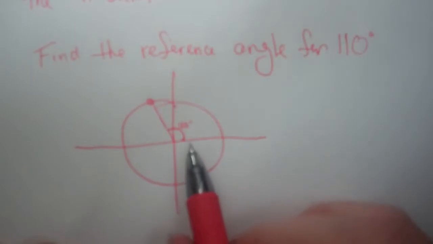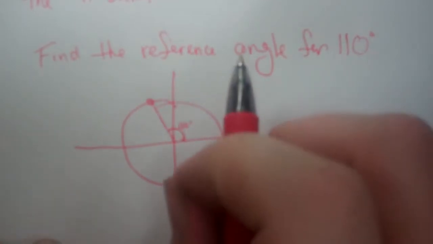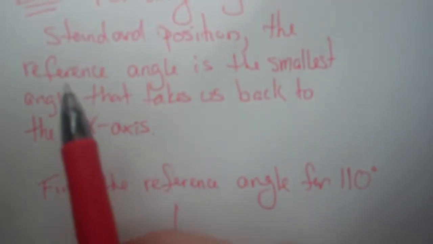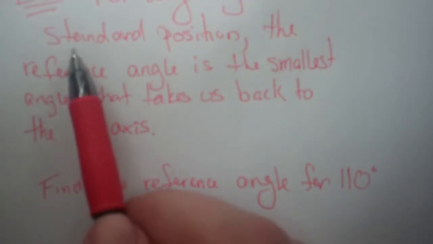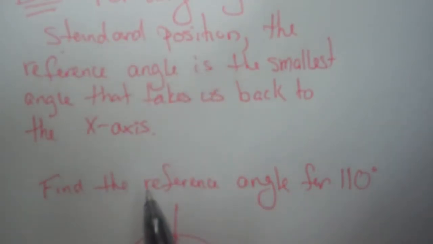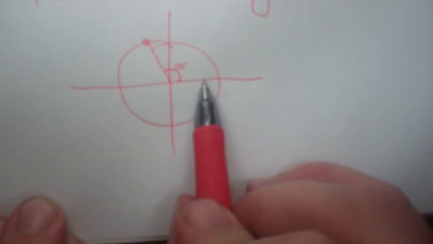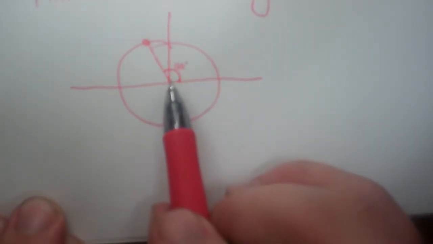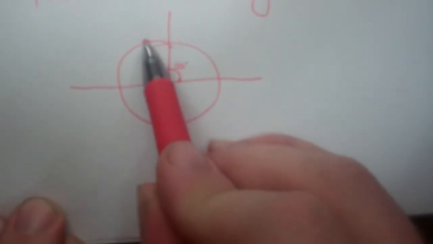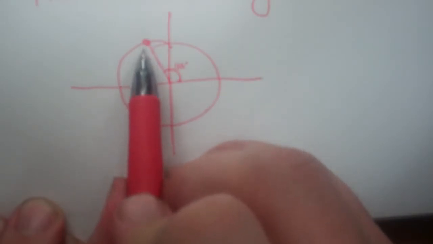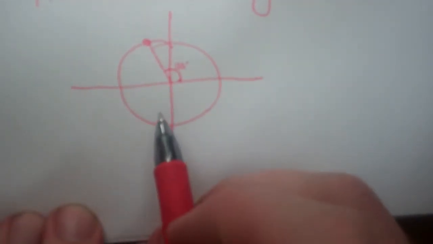What does it mean for this angle to be in standard position? See, in the definition it refers to standard position. Well, 110 is in standard position because one side of it is on the positive x-axis. The vertex of the angle is at the origin, and here is its terminal side. We call that the terminal point, by the way.